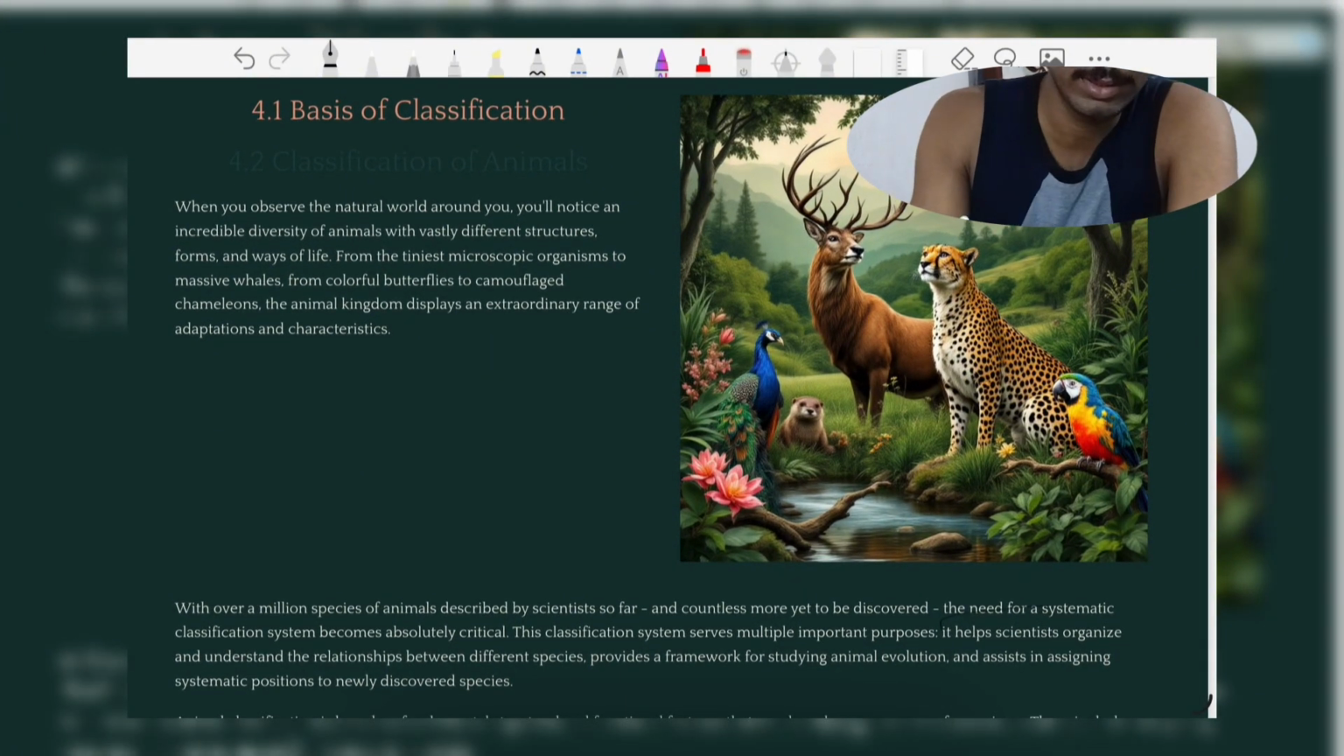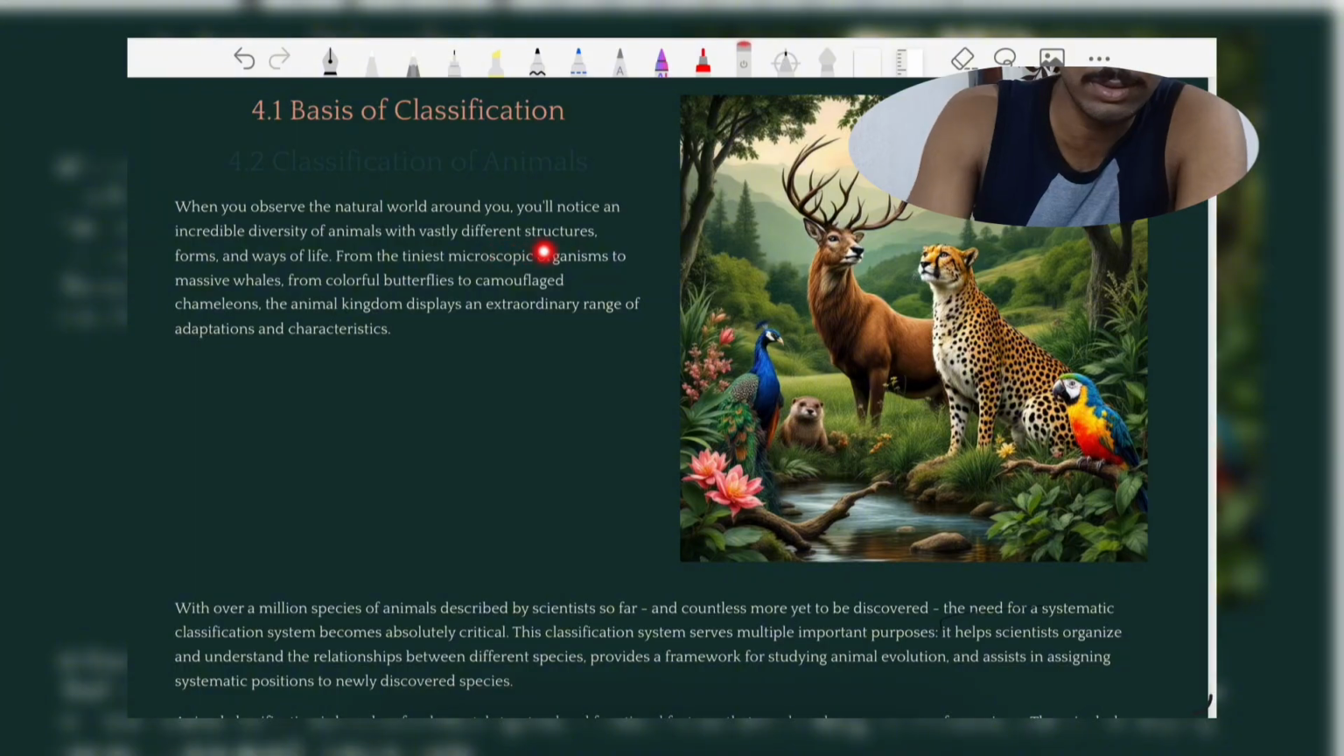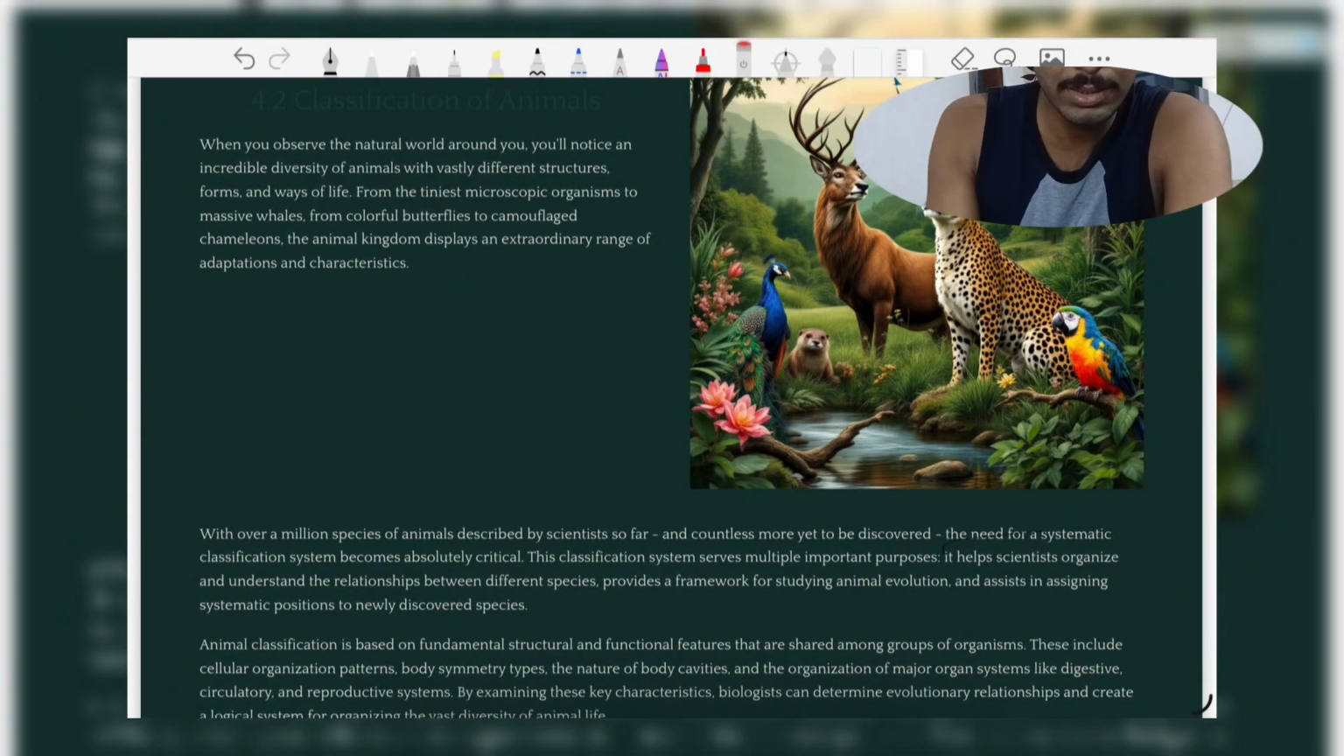When you observe the natural world around you, you will notice an incredible diversity of animals with vastly different structures, forms, and ways of life. From the tiniest microscopic organisms to massive whales, from colorful butterflies to camouflaged chameleons, the animal kingdom displays an extraordinary range of adaptation and characteristics. With over a million species of animals described by scientists so far, and countless more yet to be discovered, the need for a systematic classification system becomes absolutely critical.